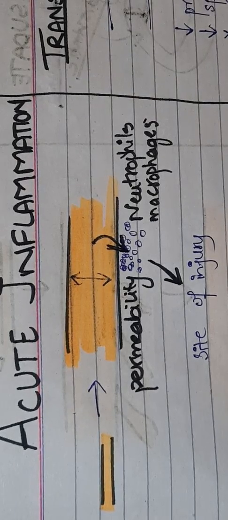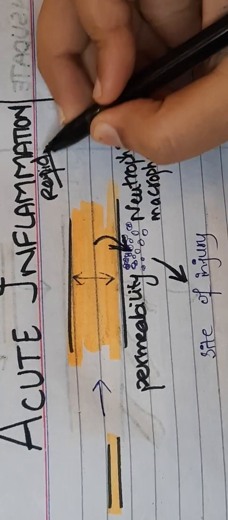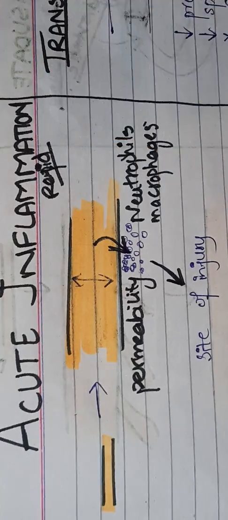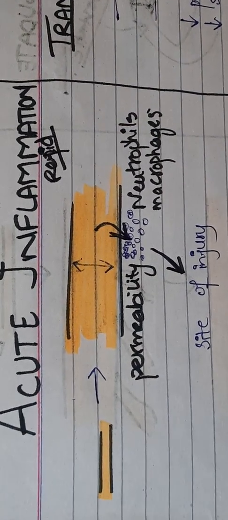Now comes acute inflammation. We know that acute inflammation is basically the rapid response to injury, and it involves 3 to 4 major steps.